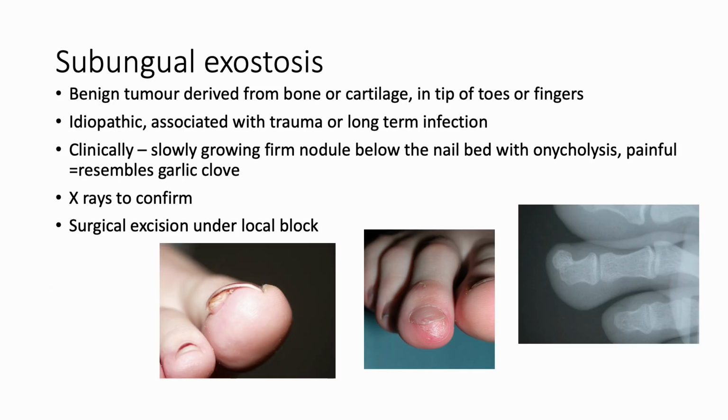Subungual exostosis. Subungual exostosis is a benign lesion arising from bony or cartilaginous tissue in the fingers or hands. It's more common in the toes, in particular the great toe, though can affect all of the digits. They can be idiopathic or associated with trauma or long-term infection. It's usually a slowly growing lesion with a firm nodule growing over weeks to months and can cause pain along the nail bed. It can also cause onycholysis of the nail plate. They are benign lesions, though require X-rays to confirm that it's arising from bone or cartilage tissue.